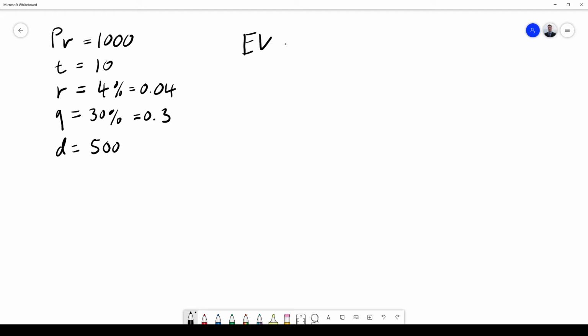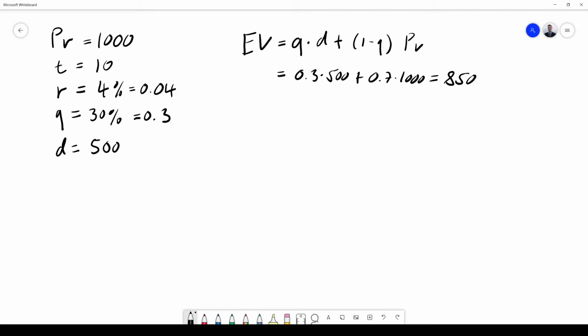So let's start with the expected value of this bond. So let's call this EV. And this expected value is what we expect to receive after holding this bond for 10 years. So if there's a default, that's with probability Q, we get the recovery value, D. And if there's no default, that happens with probability 1 minus Q, we get the principal back. If we put the numbers in, we get 0.3 times 500 plus 0.7 times 1,000, which is equal to 850. Okay, so if I buy this bond today, I expect to get back $850 in 10 years' time.